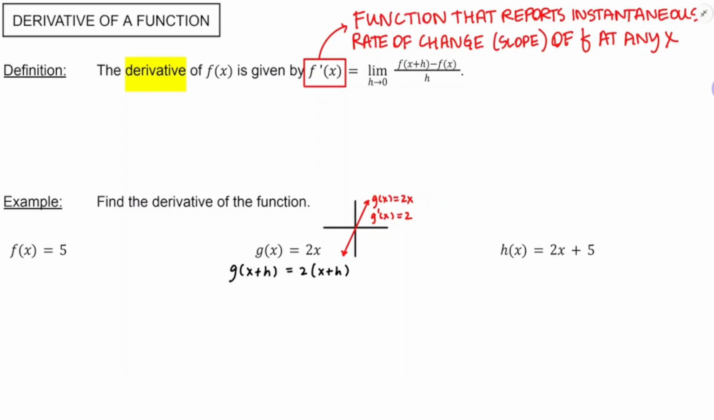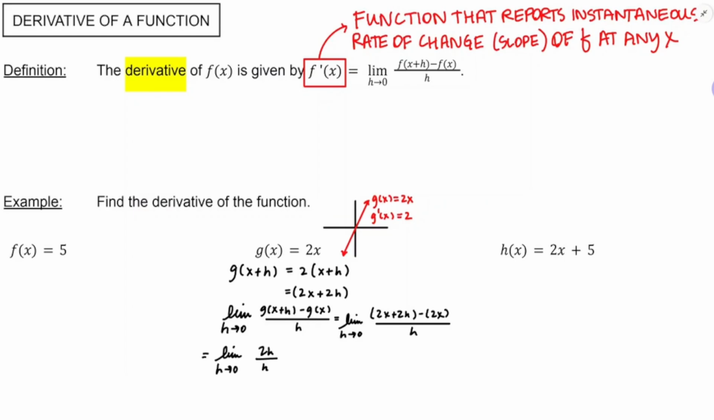That's going to be replace x with x plus h everywhere we see it in the formula. Okay, that's going to be equal to 2x plus 2h. And so when I want to take the limit as h approaches 0 of g of x plus h minus g of x all divided by h, I'm going to be setting up a subtraction in the numerator. g of x plus h was 2x plus 2h. And then I'm going to subtract g of x, which was 2x, and the 2x minus 2x, those are going to go away.